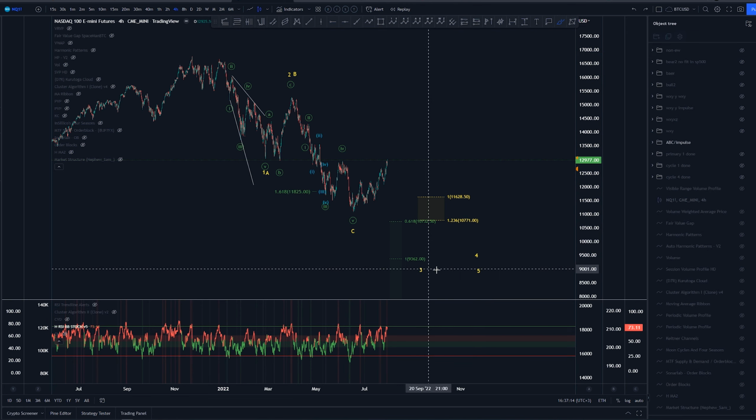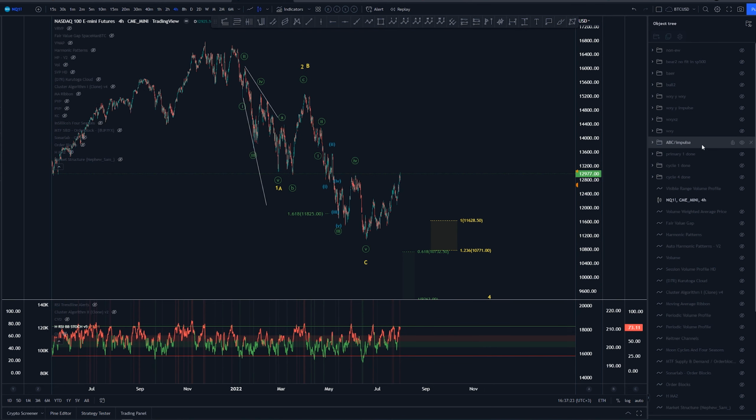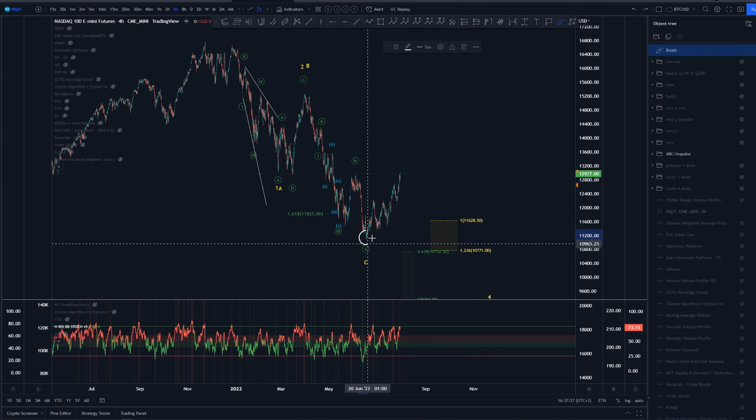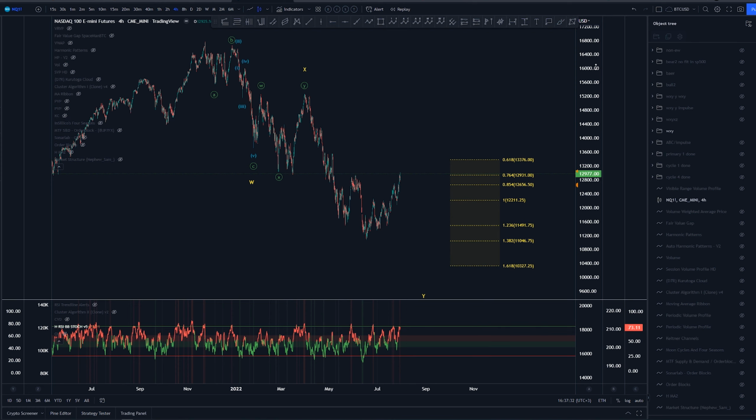I don't expect this to be a wave 3 as it has not gone to the 1.618 or even close to that. So yeah, it doesn't look like that is going to be happening. So if we want to be having bullish ideas from these lows, this is definitely the count for it. Let's go through the next ones.